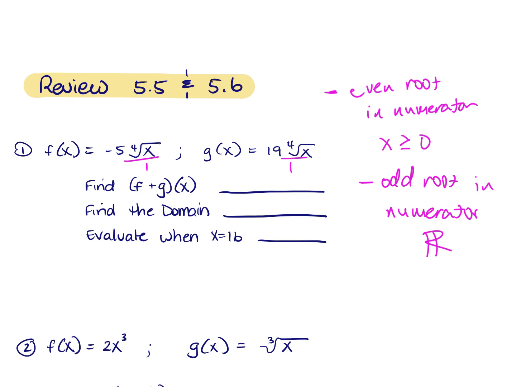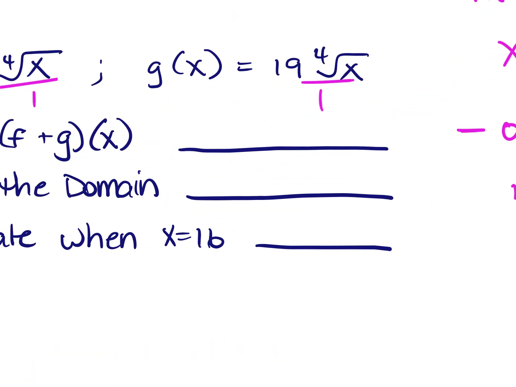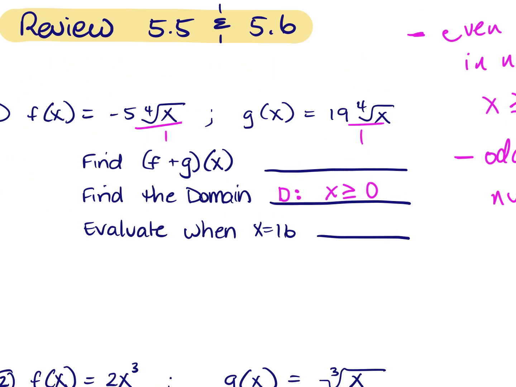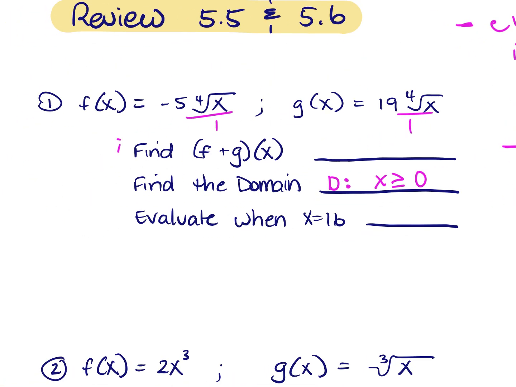So let's talk about this for a second. You are adding these two together. You don't have a denominator, so you don't have to worry about it. So what's the problem? What's your domain? What are the values that you're allowed to use? Anything what? Greater than or equal to 0. Can it be 0? Yes. What's the fourth root of 0? What times itself 4 times gives you 0? 0.